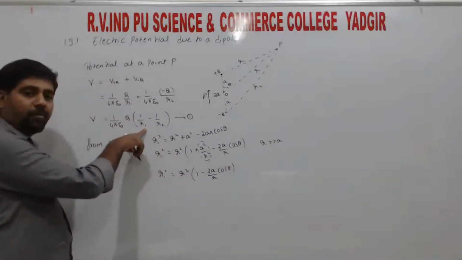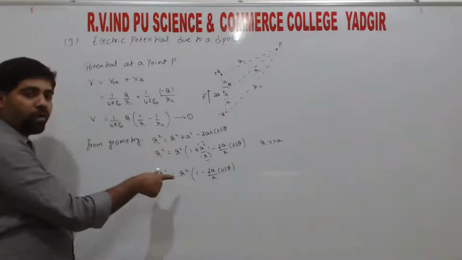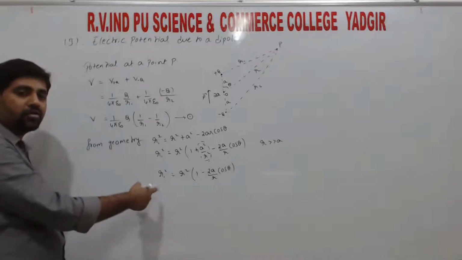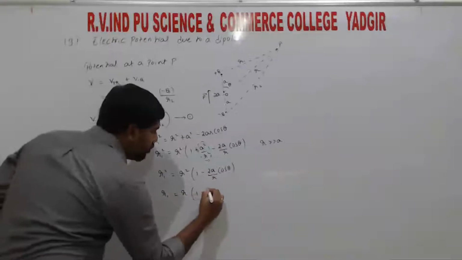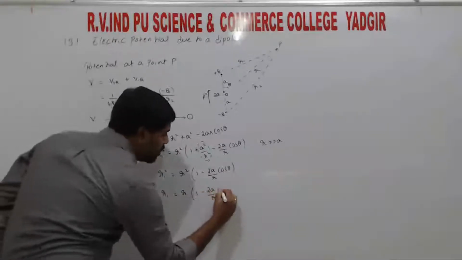So we need 1 by r1. First remove the square, that means taking the square roots on both sides. So r1 equals r into the square root of 1 minus 2a by r cos theta.